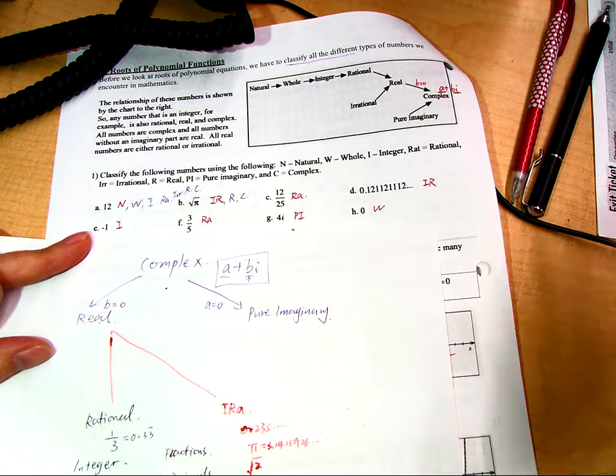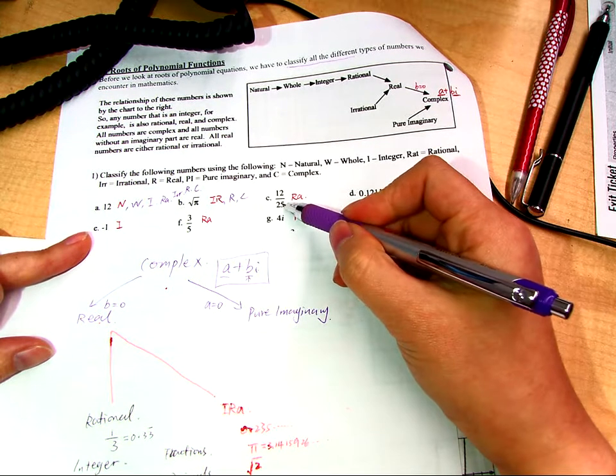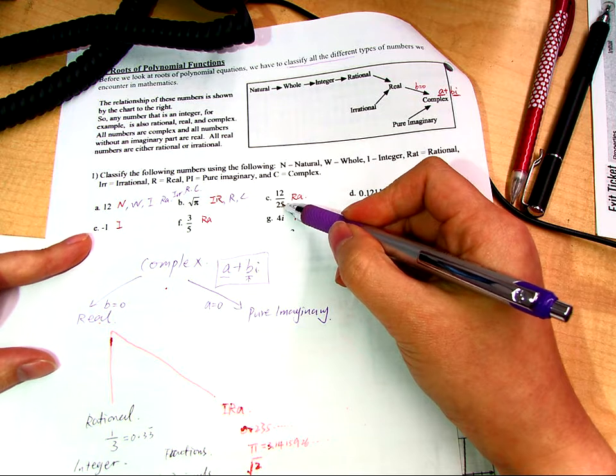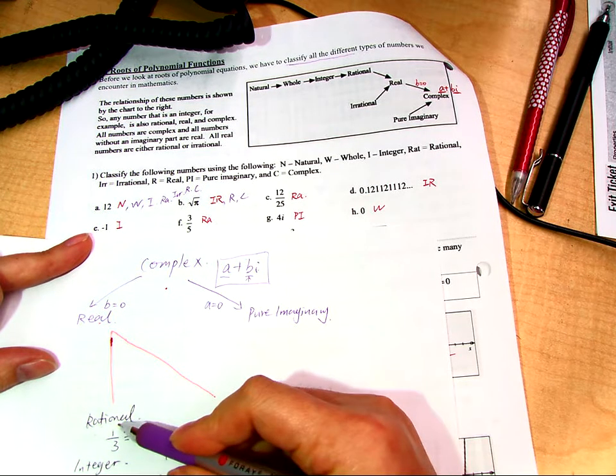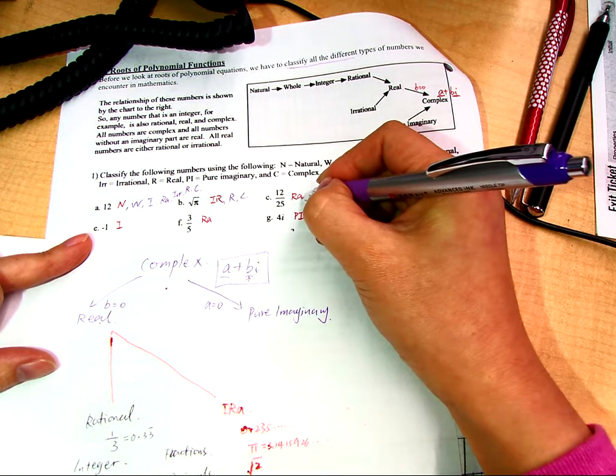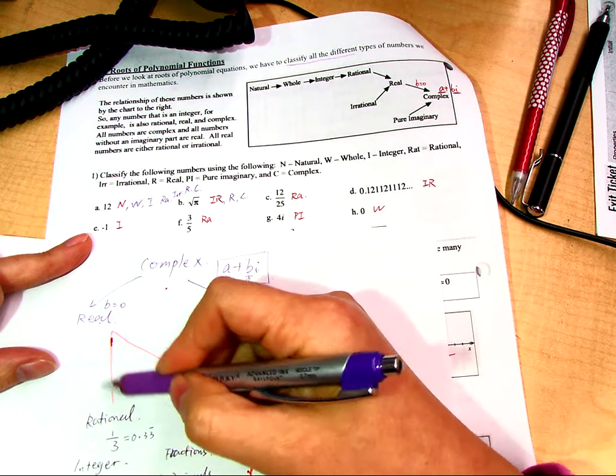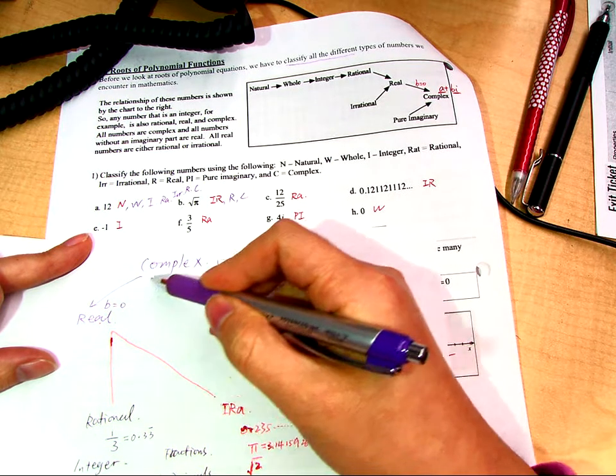Okay, let's do a couple more examples. 12 over 25, that's a fraction. Any fraction we can make is rational. That's why this is a rational number. If it's rational, it will also be real, also complex.